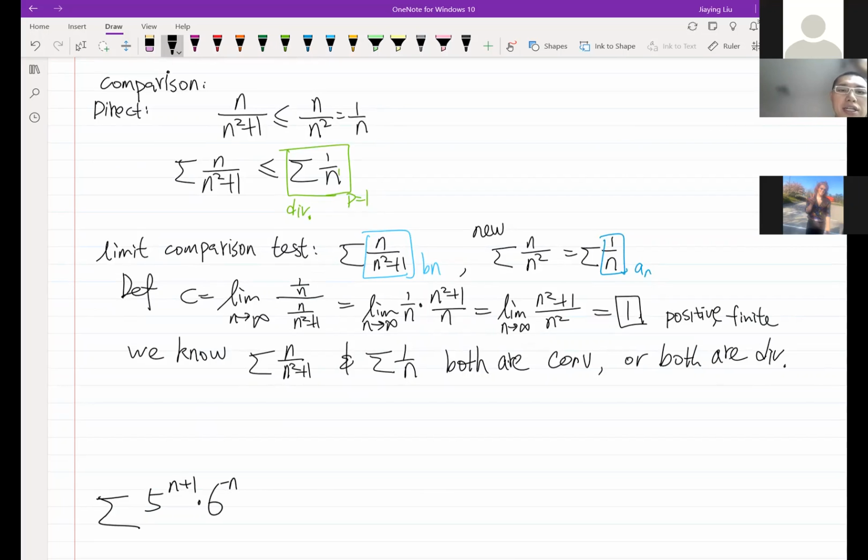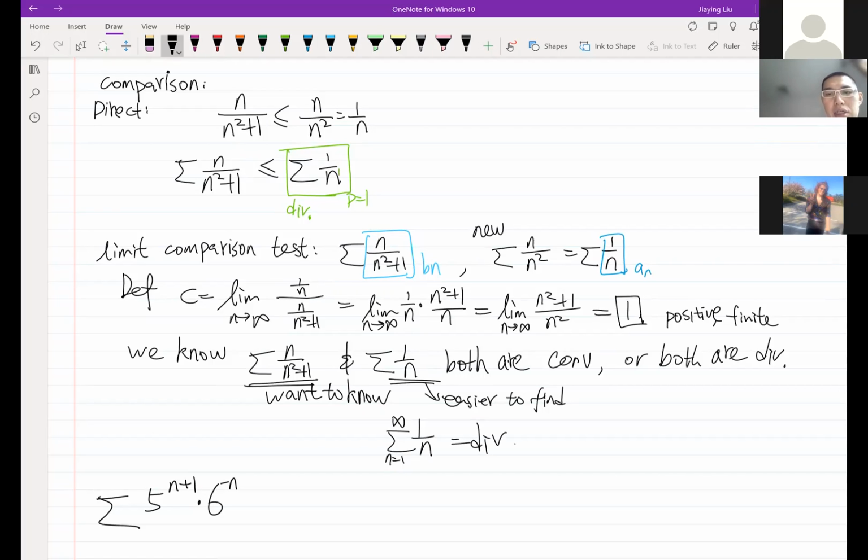So the last thing is that we have two series. This one is what we want to know. This one is a lot easier to figure out. So let's just focus on this easy one: the sum of 1 over n for n from 1 to infinity. Based on our experience earlier, we know that we can use the p-series test. So this we know is divergent, since both of them behave the same way.